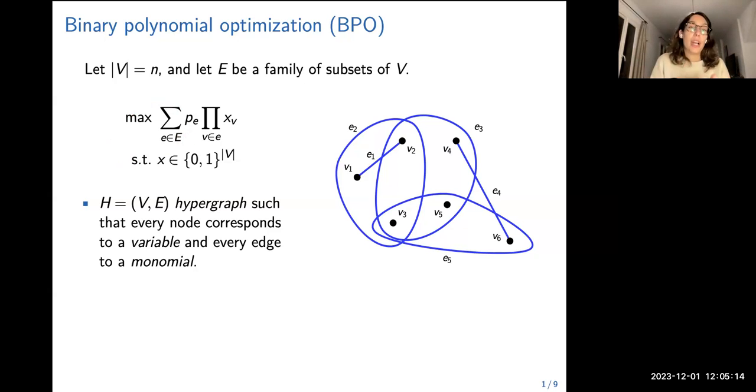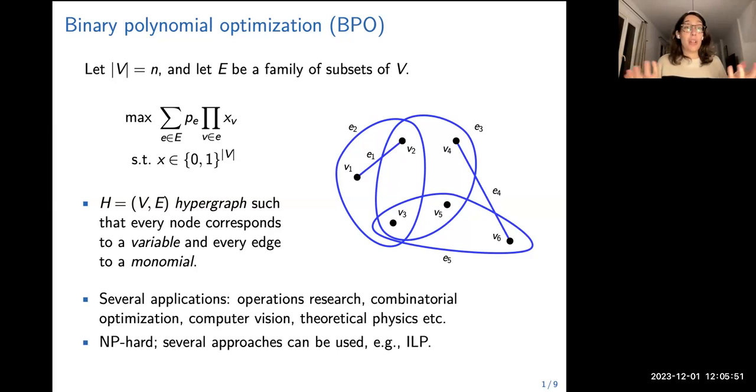One way to derive some tractability results is to take advantage of the structure of the polynomial. To do so, we are going to use a hypergraph. This is an example of a hypergraph. In general, hypergraphs are just a generalization of graphs where edges can now connect more than two nodes. For example, here E3 connects 4 nodes at the same time. The relationship with the polynomial is the following: every variable of the polynomial is represented by a node, and every monomial is represented by an edge.